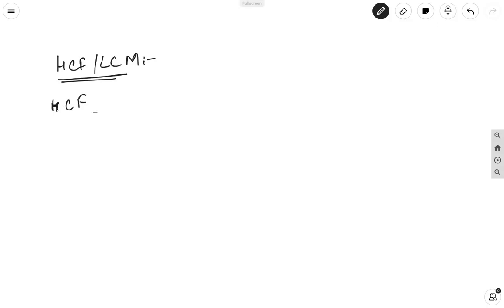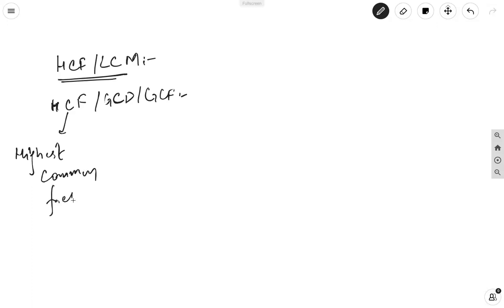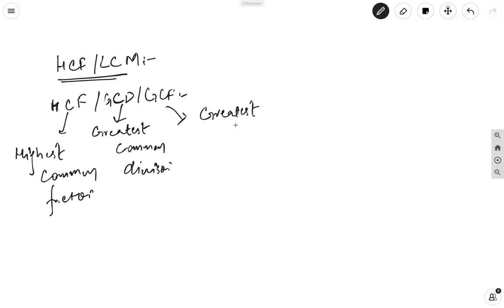There are several names for this: HCF, GCD, and GCF. Highest common factor, greatest common divisor, and greatest common factor. First of all, this is always positive. This can't be negative, right?